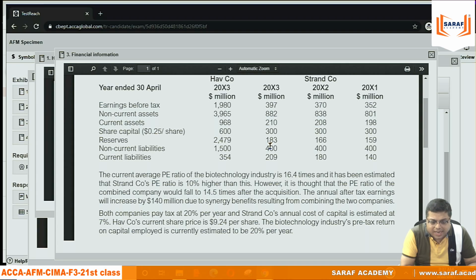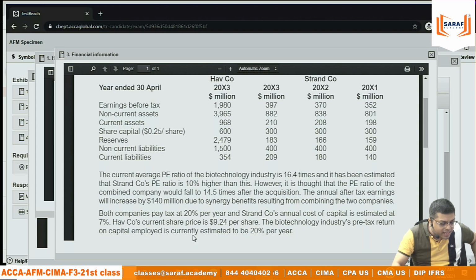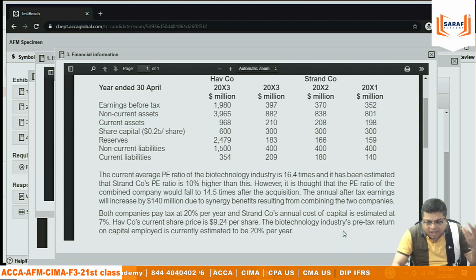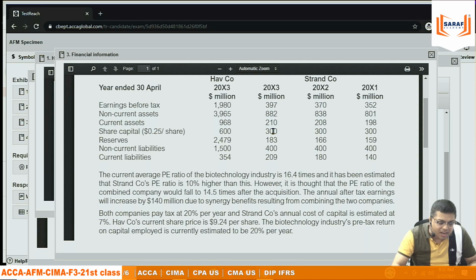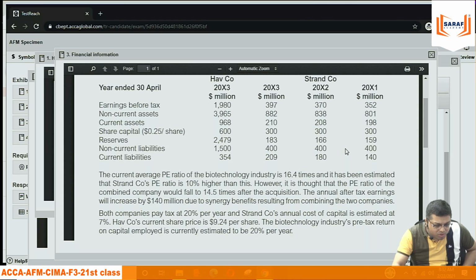Because capital employed means debt plus equity, don't you think? But they are saying 20% each pre-tax. Okay, we don't take non-current liability, but it is a bit confusing. Confusing in the sense, you are right. When they are saying it is 20% pre-tax, pre-tax means after interest. So better that it is calculated only on equity. You are correct. So 183 plus 166 plus 159 divided by 3 plus 300, how much? That is 400 only. But I am not taking that.